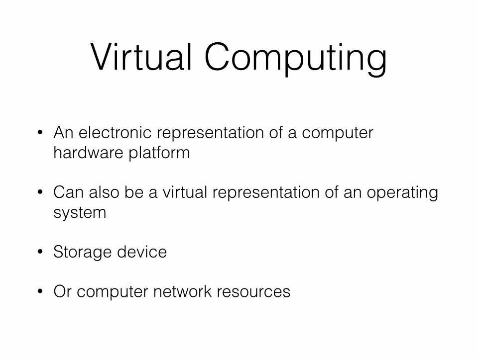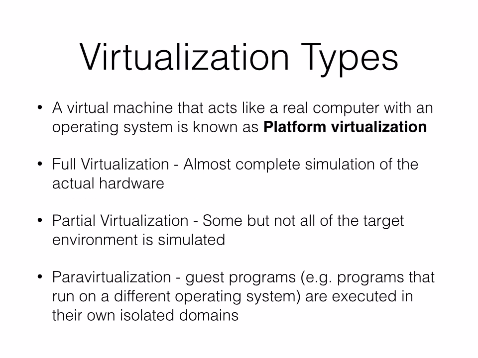So let's talk a little bit more about virtualization types in a more low-level sense, because there are a number of ways that virtualization can take place. A virtual machine that acts like a real computer with an operating system is known as platform virtualization.